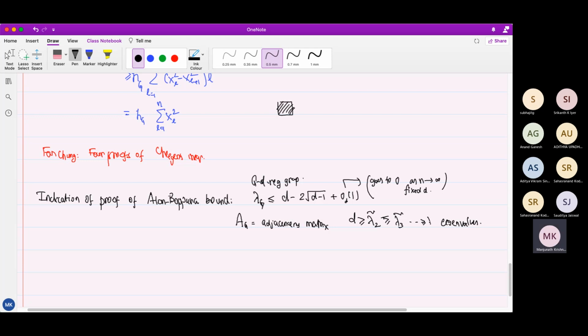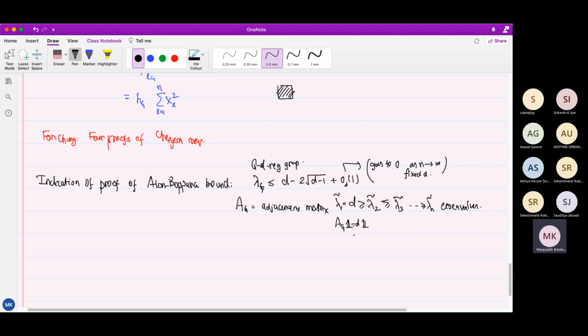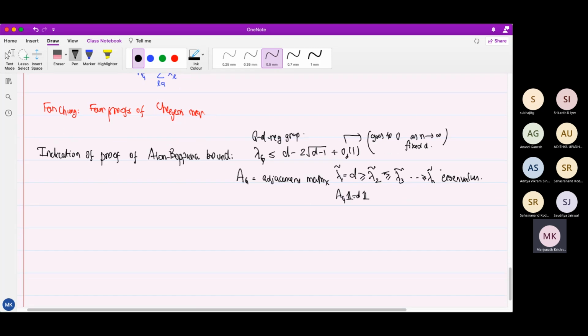And it goes up to lambda n tilde. Okay, so lambda 1 tilde is actually d, because each row sum is equal to d. In a d-regular graph, all the row sums are equal to d. So A_G times the constant vector 1 is d times the constant vector 1. So this is an eigenvalue d. And you can also see from the same that lambda n tilde is greater than or equal to minus d.